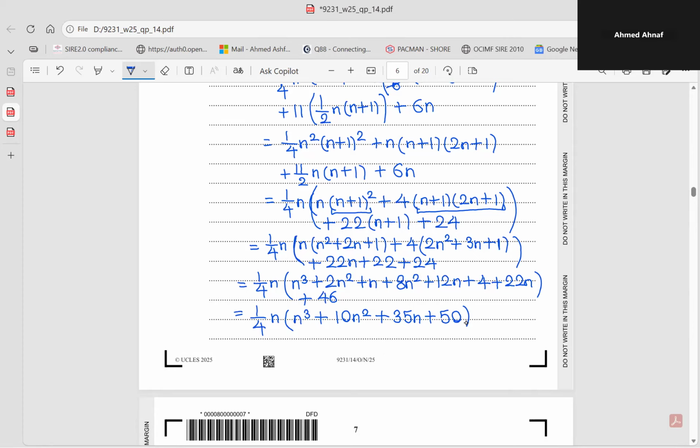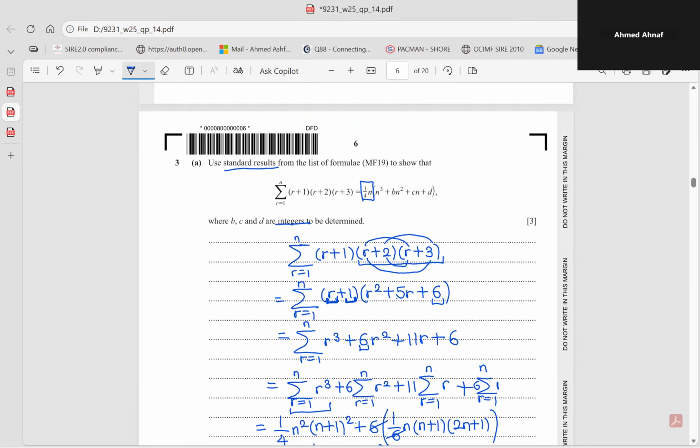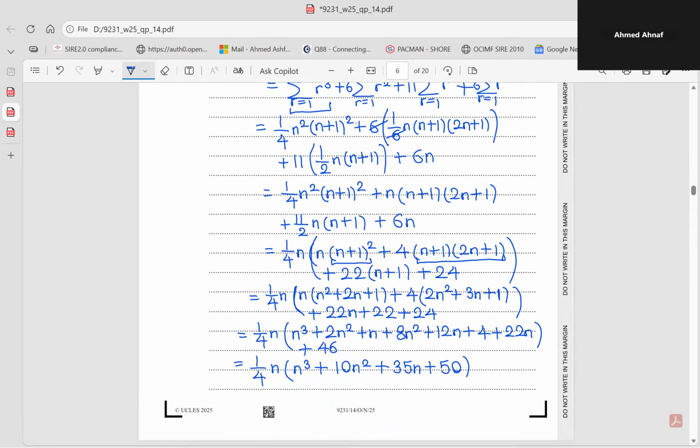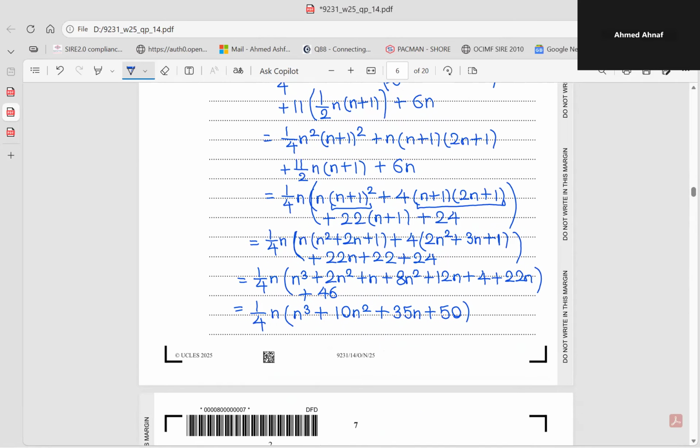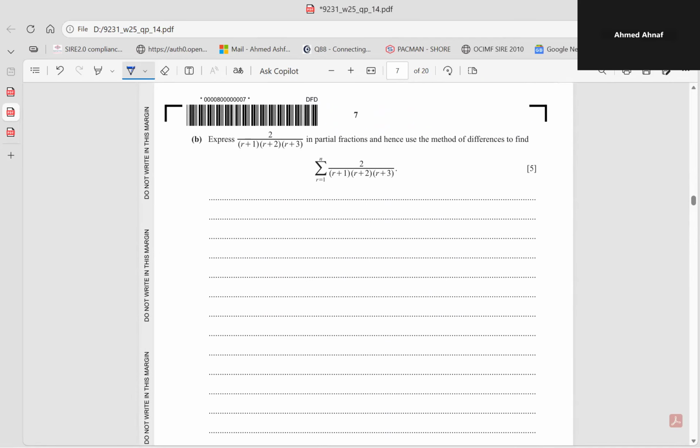Okay. Yeah, I think we fulfilled the condition to express it in this form. So I think we're done here for this part. Let's move on to the final part.